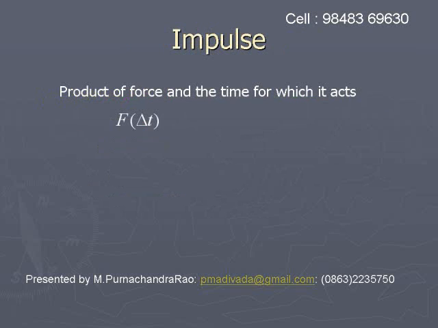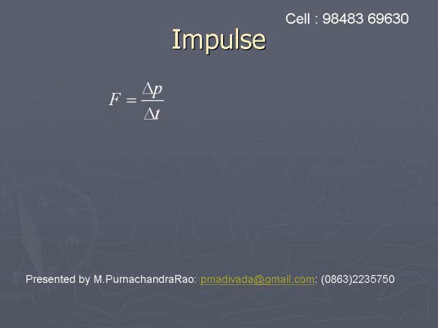Impulse. It is defined as the product of force and time for which the force acts. We know that F is equal to dP by dt, delta P by delta t, where delta P is the change in momentum and delta t is the time in which the change takes place.